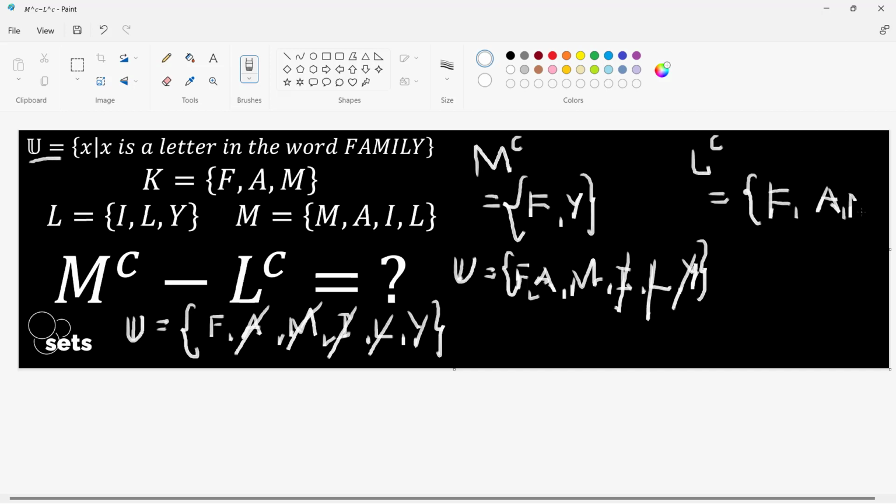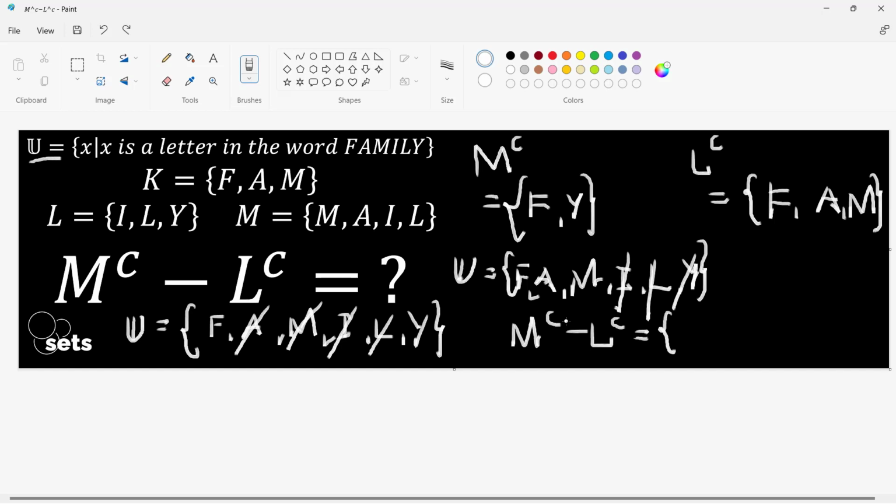What remains now are the elements for the complement of set L, which includes the elements F, A, and M. Now that we are done with the two set complements, let's finalize the result for the complement of set M less the complement of set L. Take note that if it's a difference, we will be removing from the first set elements that can be found in the second set.